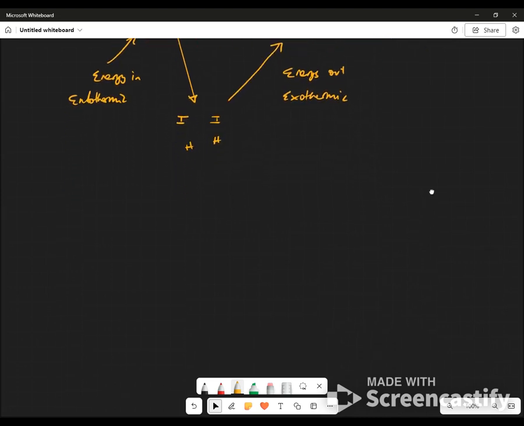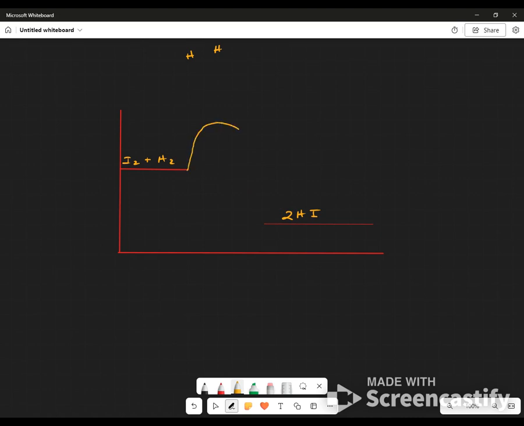So let's put that in an energy diagram. If we put this in an energy diagram, it will look something like this. We'll have a line there and a line there. You'll have your reactants here, which are I2 and H2. You'll have your products here, which is 2HI, and the reaction will be something like this. Go up, and it will go down.